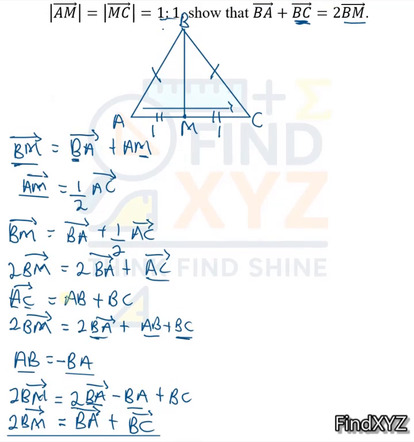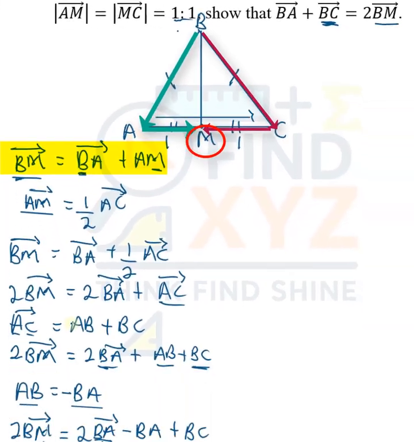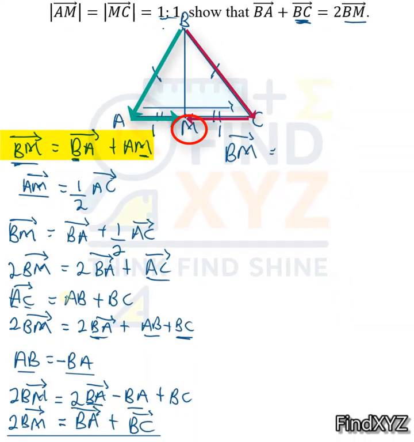You realize that in the first approach, I used this route to M. I can also use this route, so let's use that one. So I can say vector BM is the same as moving from B to C and then from C to M. Am I not at M? That is the target, so I am at M.